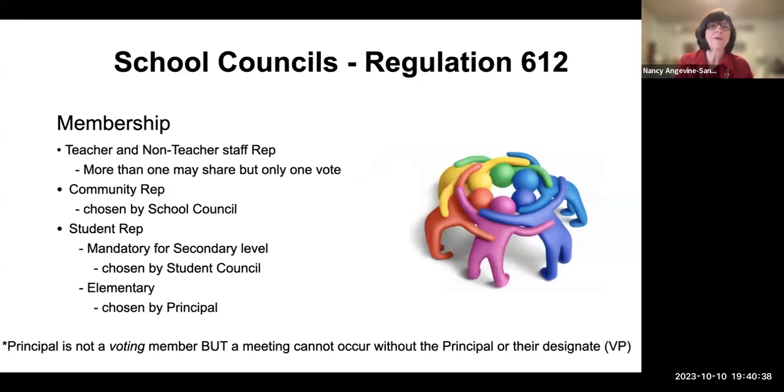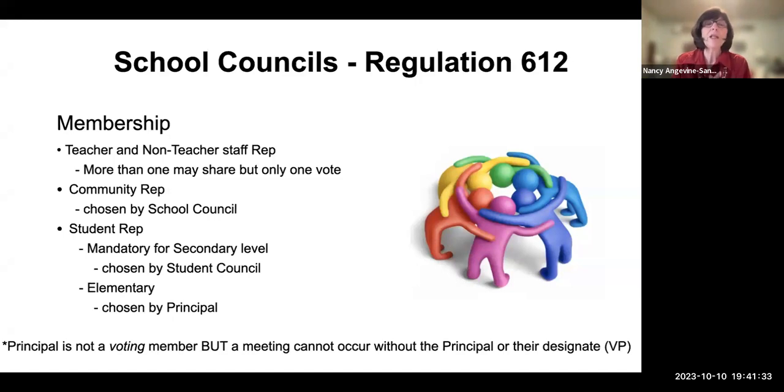Now, I've already mentioned the other members. There's a teacher and a non-teacher staff rep. The non-teacher staff rep can be the caretaker. It can be the secretary. It can be CYWs, EAs, SNAs, whoever is in your school that is not a teacher. You can also, and you don't have to put this in your bylaws, have more than one person share that role. And I say that because we know our teachers are there from early in the morning until late in the afternoon. They may not want to stay for a council meeting once a month or however often. So if you had 2 teachers or 2 non-teacher reps sharing those 2 roles, that would be fine. But the role only gets 1 vote. So one of them comes, one of them votes.